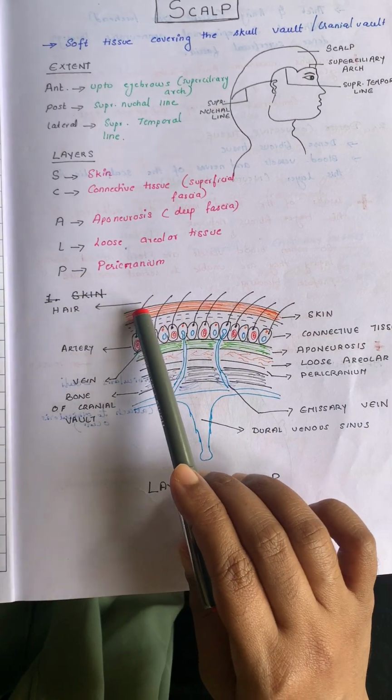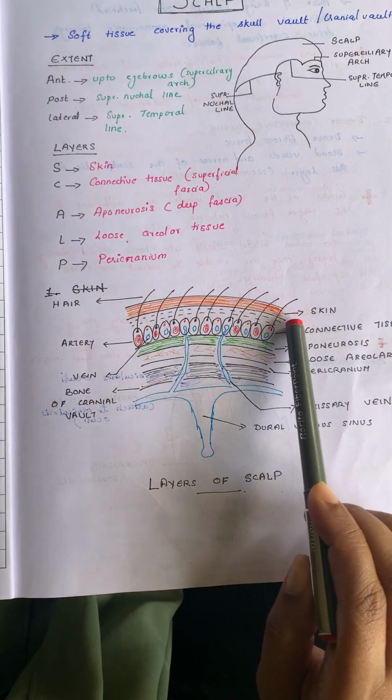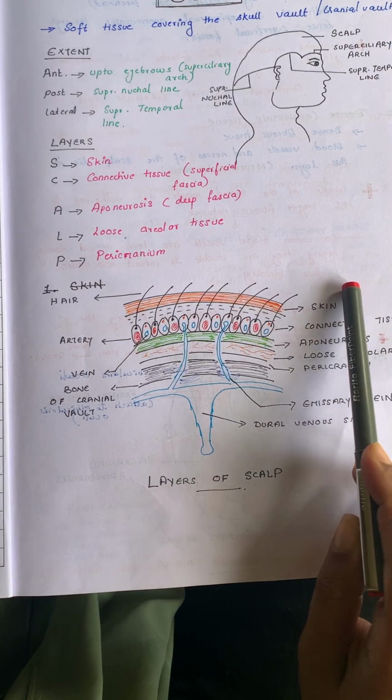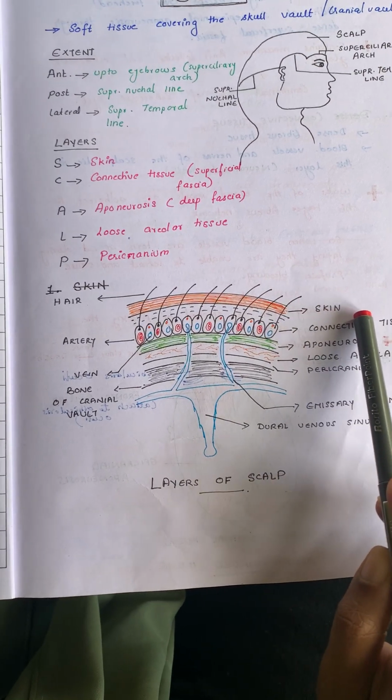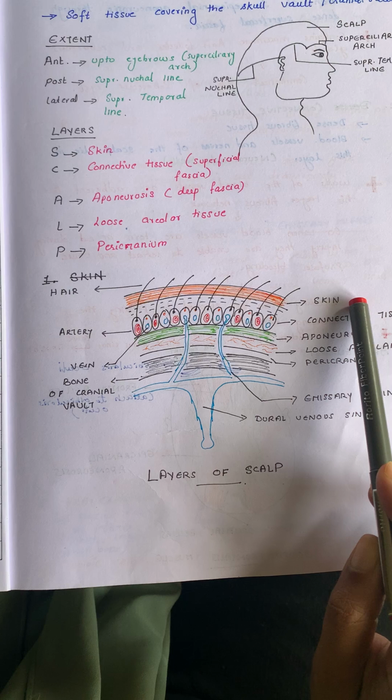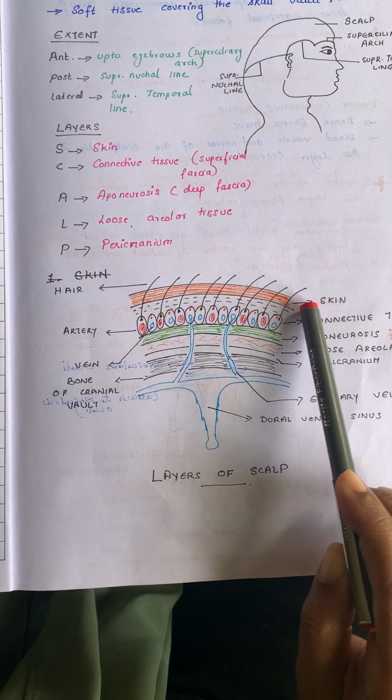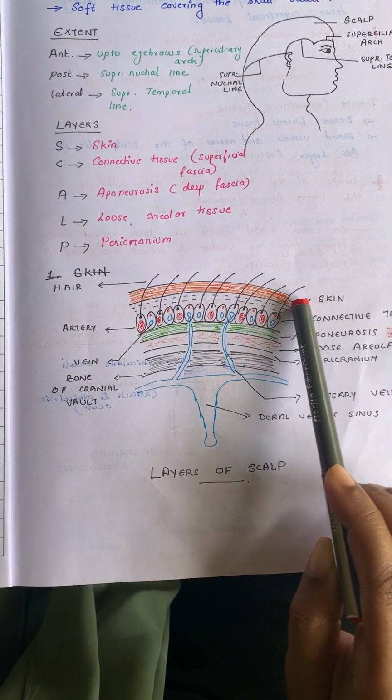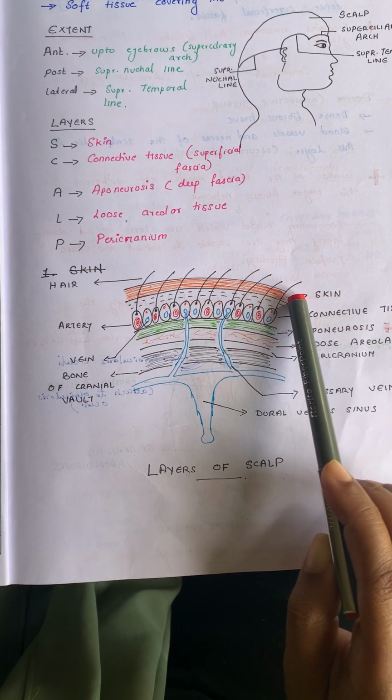Here the first layer, which is marked in orange, is the skin. The skin is a thick layer and it has many hair follicles and sebaceous glands, and hence it is the commonest site for sebaceous cyst.